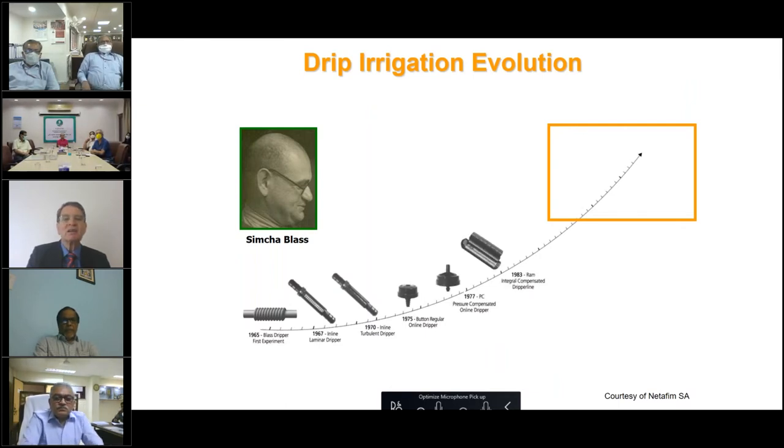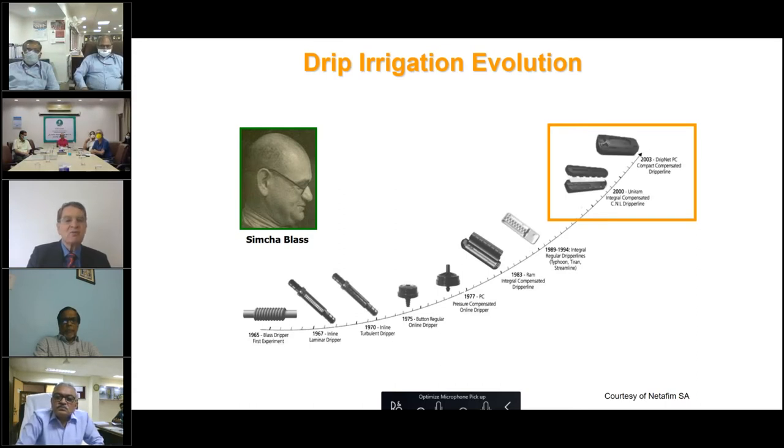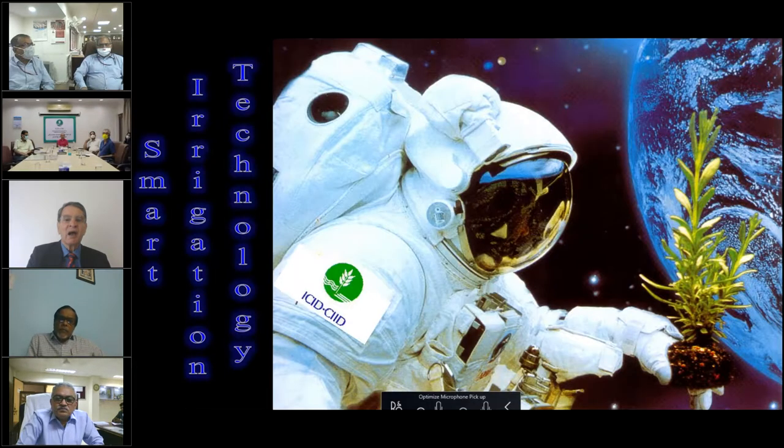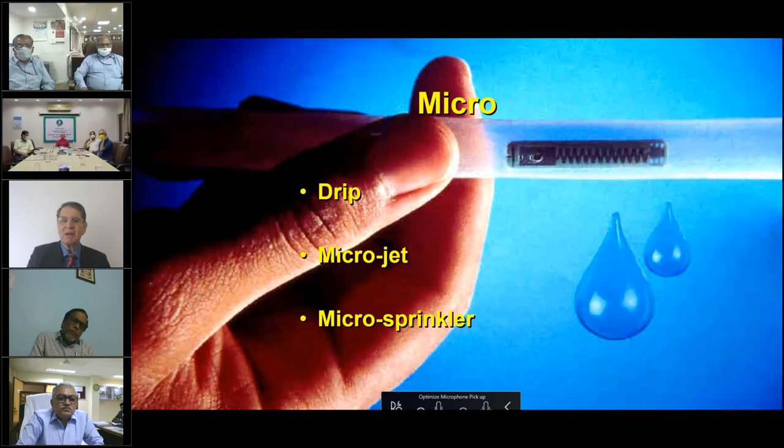And if one looks at this drip irrigation evolution from the early start from Blass, that is him in the picture, towards the more pressure-compensated drippers that are now being produced by various companies all over the world and utilized by our designers and to the benefit of our farmers. So if one looks at smart irrigation technology, there's a lot of information and things happening.